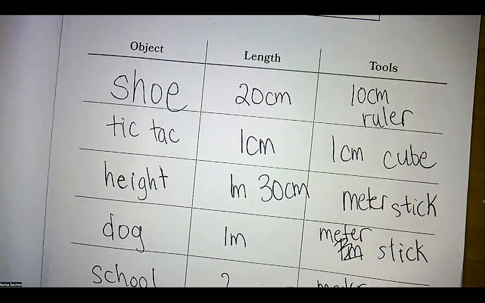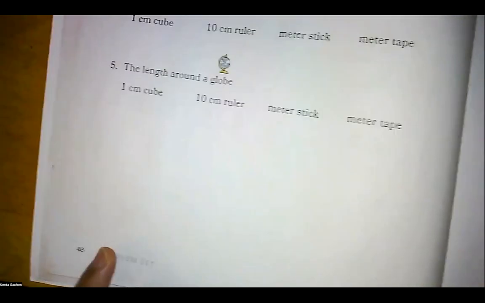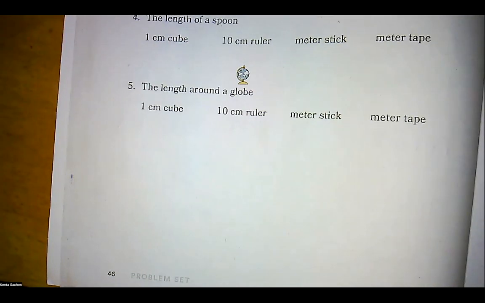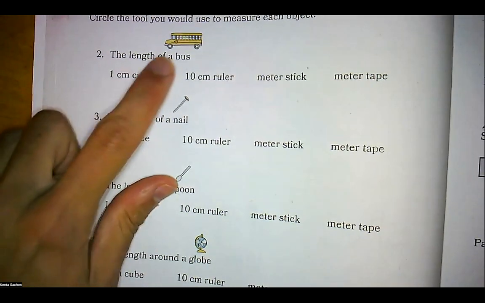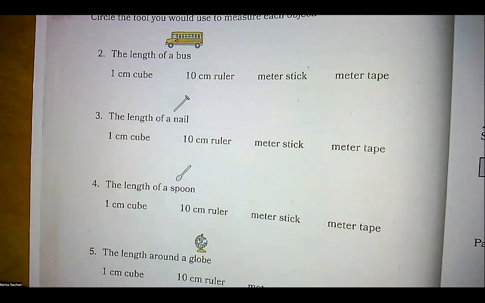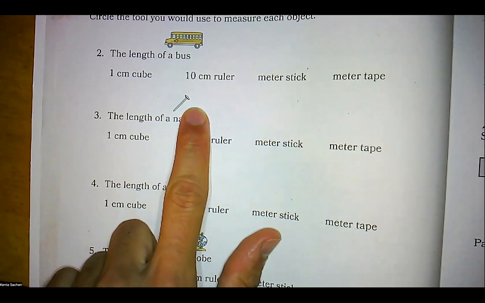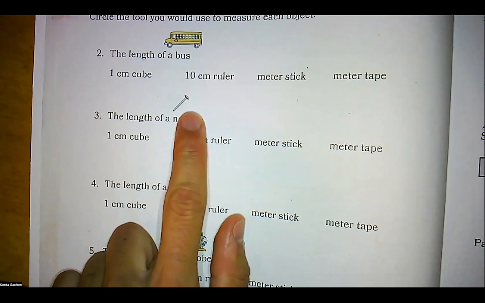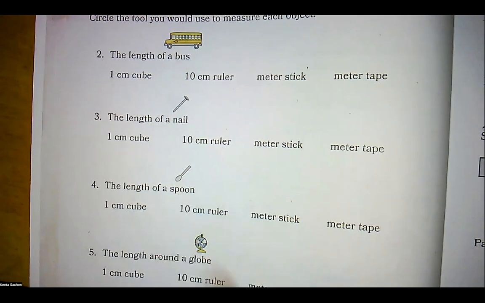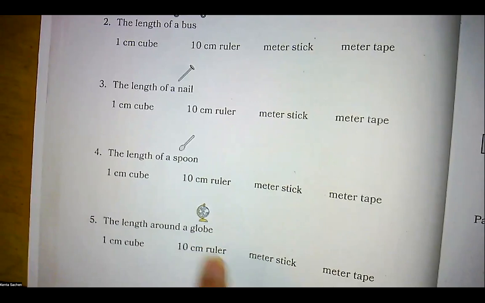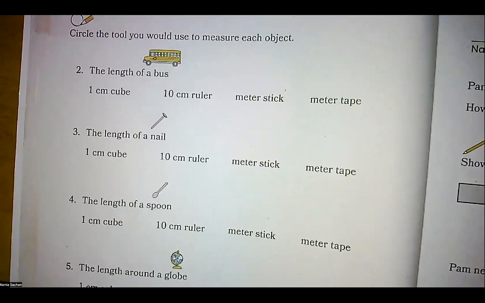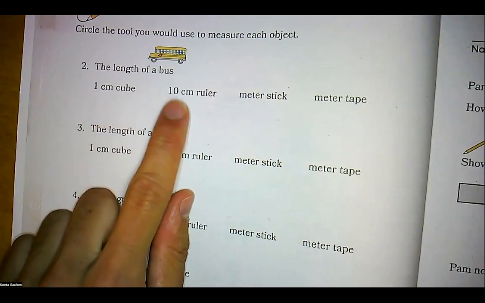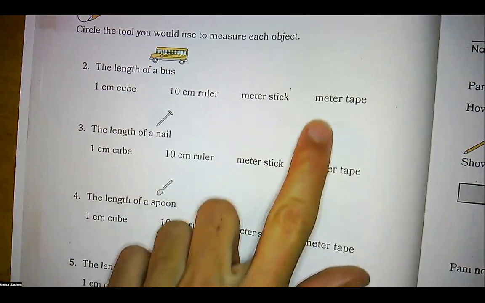Now, if you open up your workbooks, you can get the workbooks out to page 46. Page 46, there are some objects that you might measure. Okay, like a school bus. I know we don't really have a school bus at the school, but think about the buses you see on the road. A nail. Maybe you've seen this when you're helping your mom or dad out around the house. A spoon, you've definitely seen one of these. And then a globe. A globe is like the small earth that you have in your classroom that spins around. And your tool options are 1 centimeter cube, 10 centimeter ruler, meter stick, and meter tape.